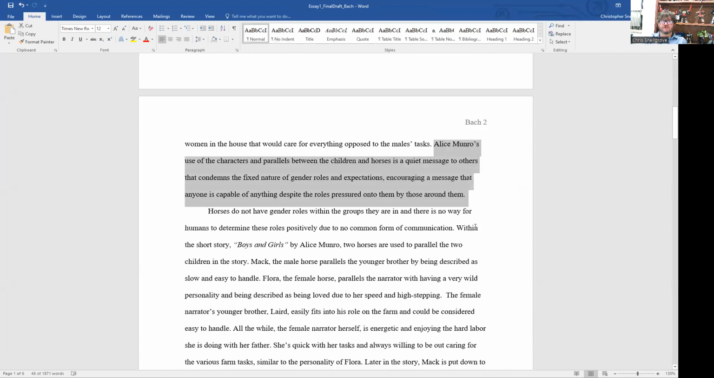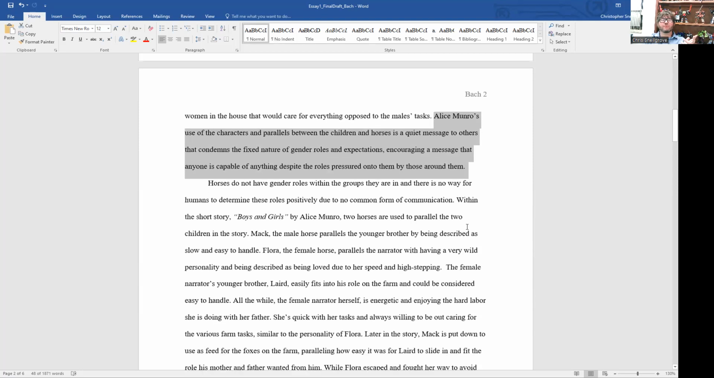Alice Munro's use of the characters and parallels between the children and horses is a quiet message to others that condemns the fixed nature of gender roles and expectations, encouraging a message that anyone is capable of anything despite the roles pressured onto them by those around them. So it's well written, it's a tad wordy, but she is in fact doing the kind of thesis I was just telling you about, like Alice Munro is encouraging everyone to fight against gender roles.